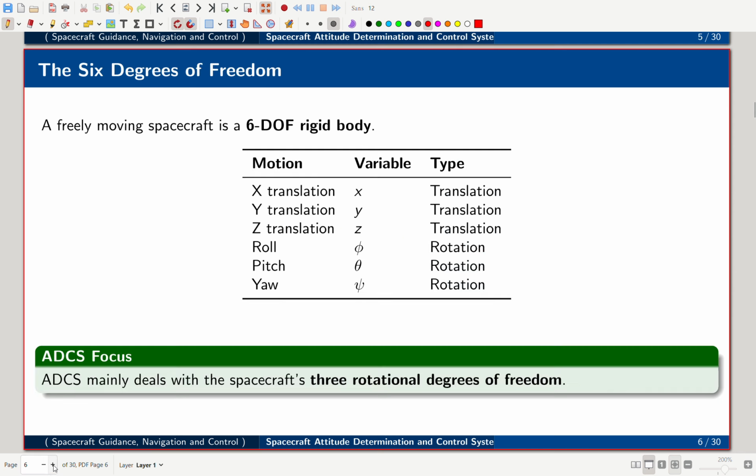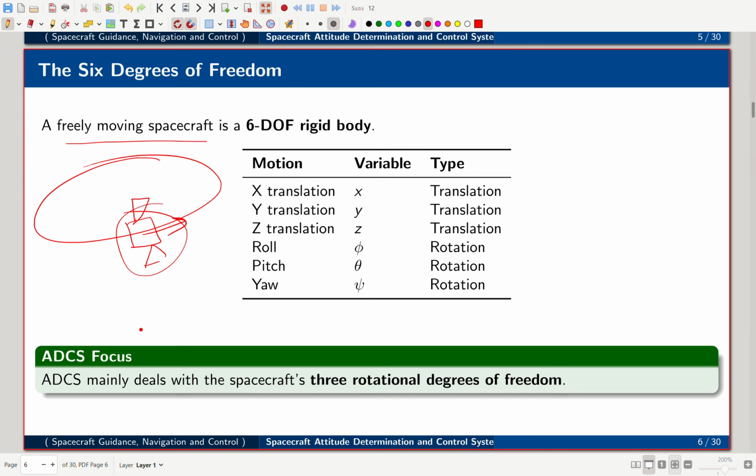So here we have 6 degrees of freedom, like a free-moving spacecraft. This is at the moment 6 independent direction motions. So the number of axis directions: 3 rotational and 3 translational. So x, y, z translation.